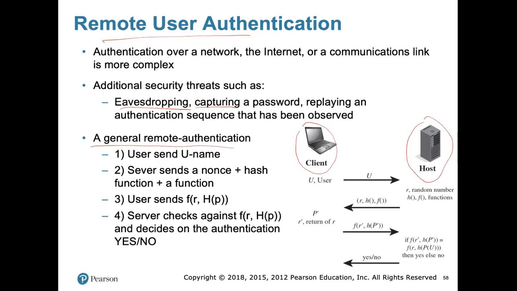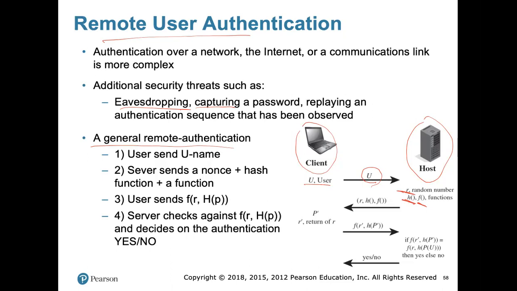It works like this, and again, this is a general model. Details might be different in different models, but the user sends the username, and then the host or the authentication server returns three things. One, a random number R, which is called the nonce, a hash function, and a separate function that we call f.